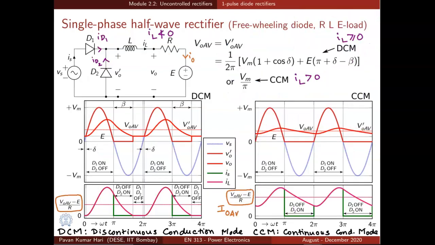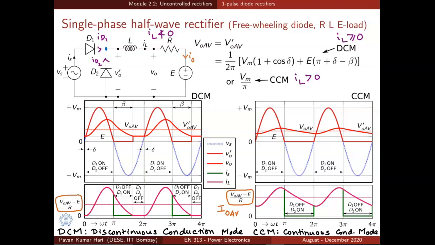Now consider the case of freewheeling diode. So we have two diodes. One of them is known as freewheeling diode, and the load is again RLE. As discussed earlier, if we apply KCL at this particular node, ID1 plus ID2 is equal to IL. So IL cannot be negative, it can only be positive or 0. When IL is always positive, that mode of operation is known as continuous conduction mode, CCM. And when IL is positive or 0, that mode of operation is known as discontinuous conduction mode.